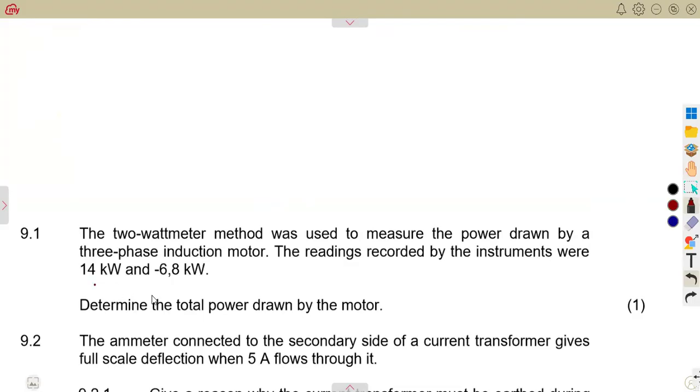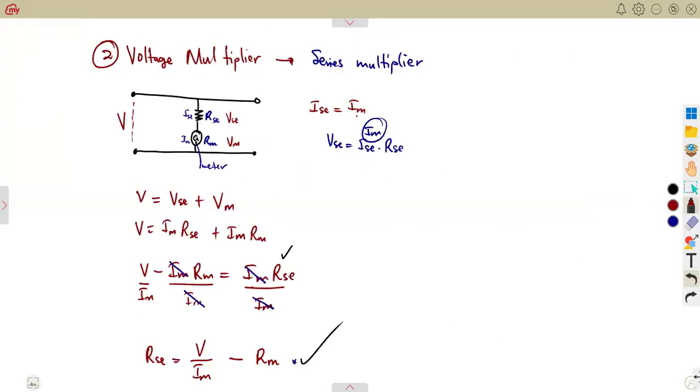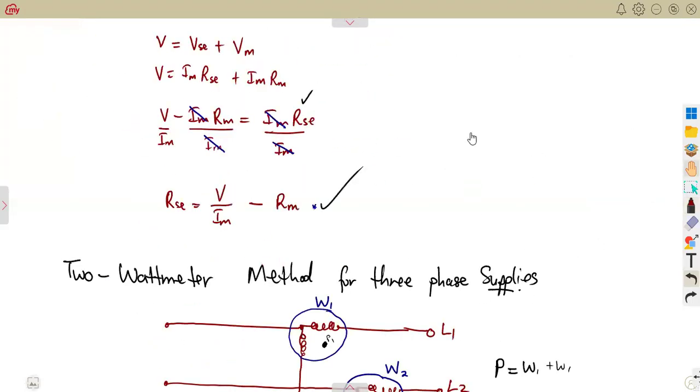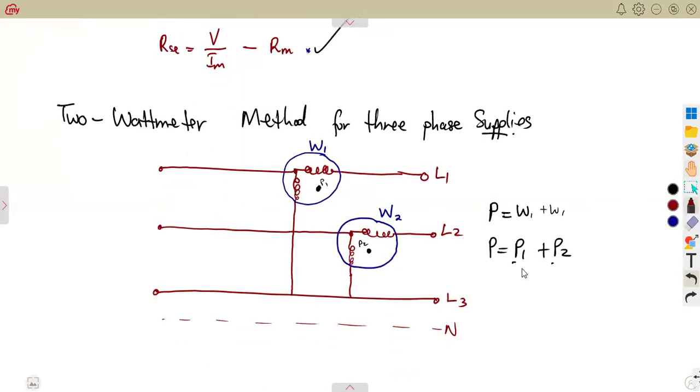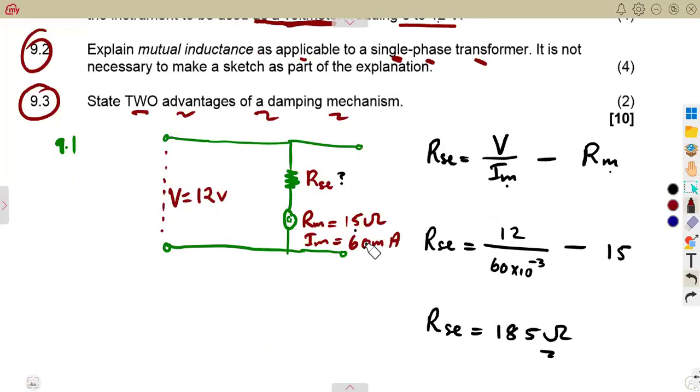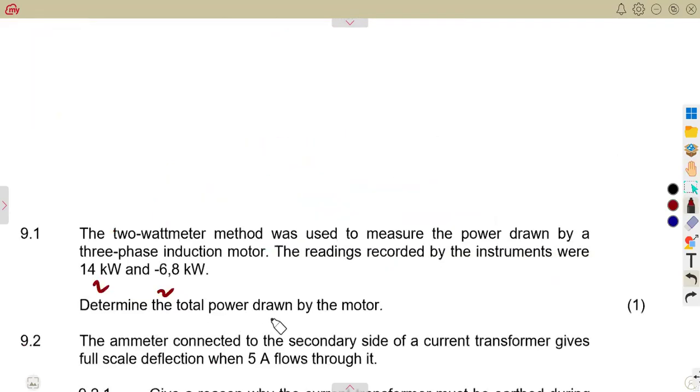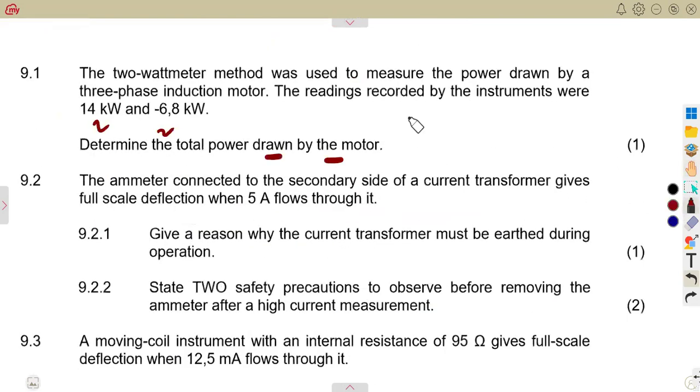Power, you simply add the given power. Remember, one is going to measure another power, and another one is going to measure another power. And that power is simply the sum of the two that you are given. So in this case, you are asked to determine the total power drawn by this motor. So this is simply the sum of the two, that is 14 kilowatts plus the other one, which is taken as negative 6,8.